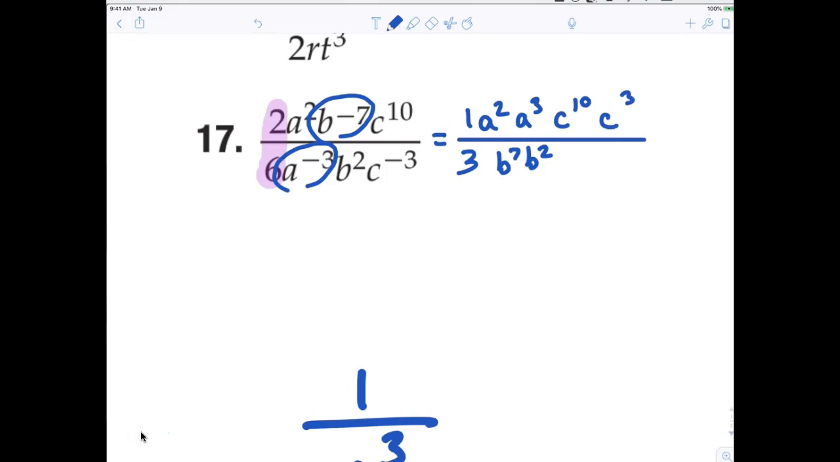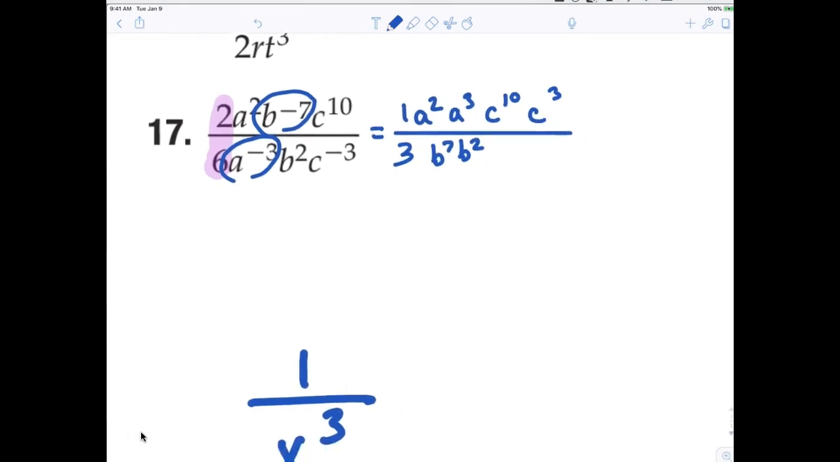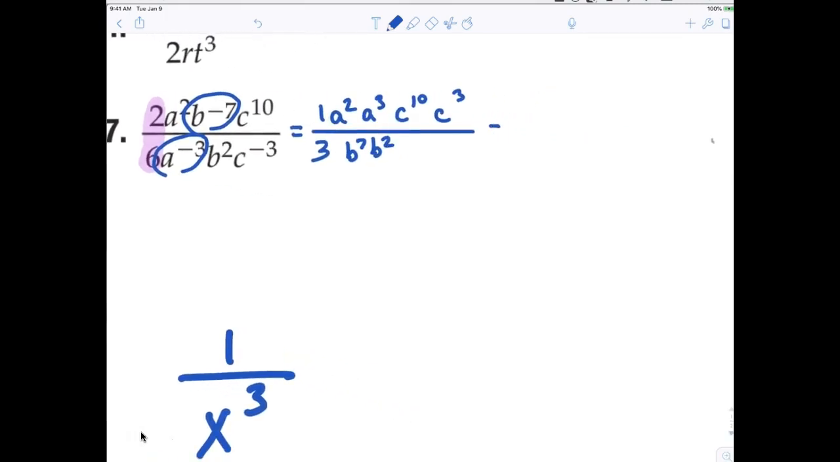Now, hopefully you're getting a little bit more comfortable with the positives and negatives. So now you're just combining everything. Your final answer is, let's make a fraction. A to the 5th, C to the 13th, that's how simple. Simple, simple. Everybody good with this?